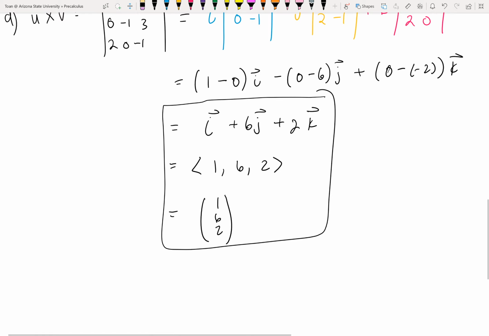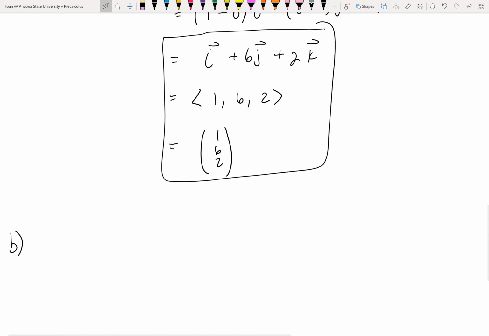So for part B, it says find a unit vector that's orthogonal. Basically, what I need to do is convert our answer from part A, because remember, the answer to part A is already orthogonal, so we have that part down. We just need to convert it into a unit vector. Recall that to convert any vector into a unit vector, you simply divide out its magnitude. I'll go ahead and rewrite it for our notes here.